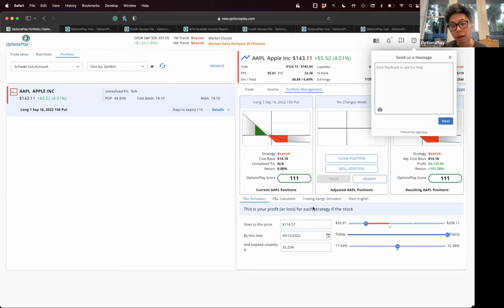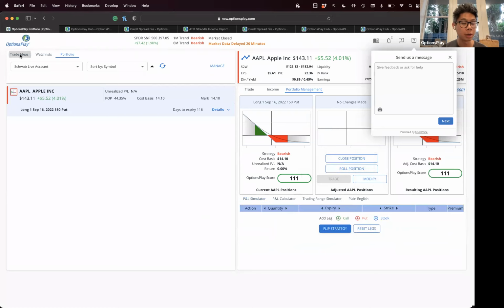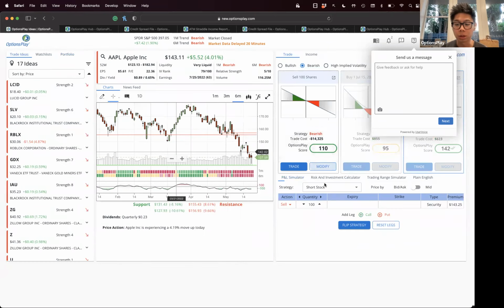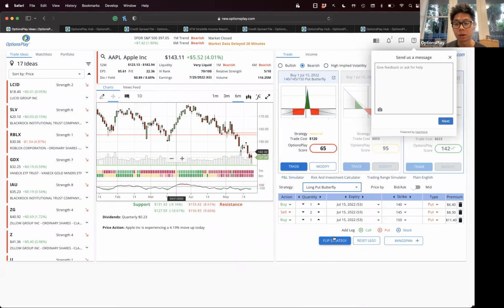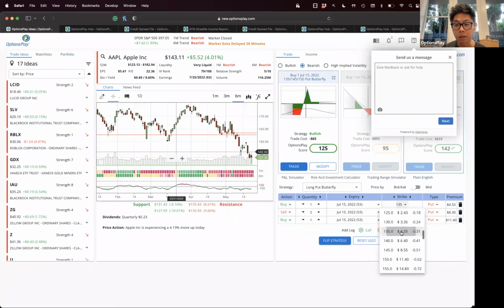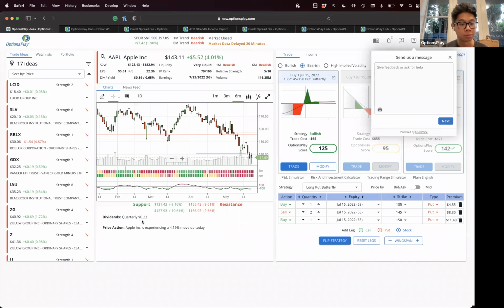Broken wing butterfly. You would have to create your broken wing butterfly, but absolutely it's supported. If you click on modify, go to butterfly, long put butterfly here, and change your strikes so that you have a broken wing butterfly, you can do so and click on the trade button and add it to your portfolio or your paper trading tool. So yes, broken wing butterflies are supported.